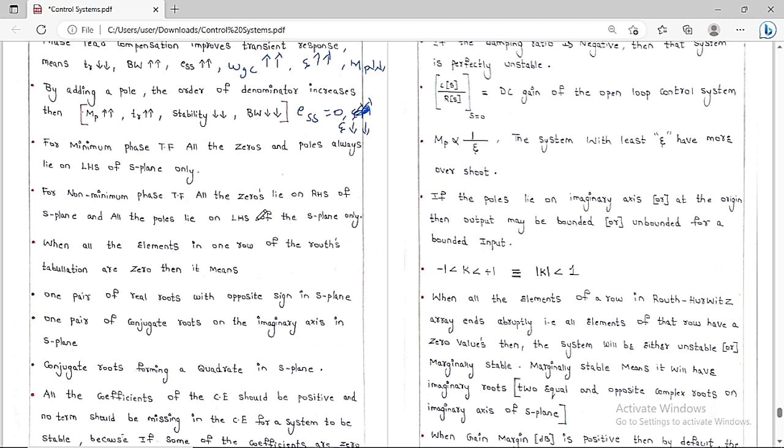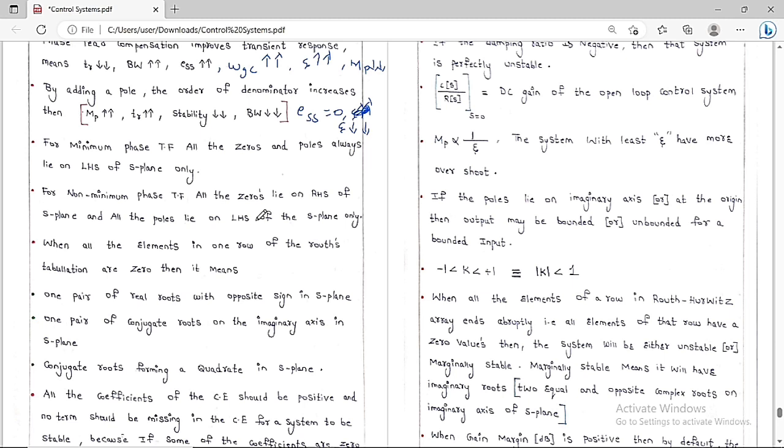So finally, I can say, for a minimum phase transfer function, all the zeros and the poles should lie only on the LHS of the S-plane, whereas for a non-minimum phase transfer function, all the zeros should lie on the LHS of the S-plane, whereas all the poles should lie on the LHS of the S-plane only. So this point you always have to keep in mind.